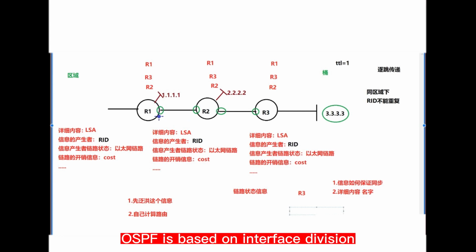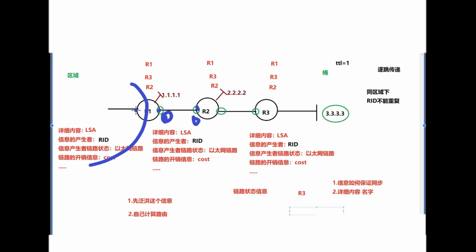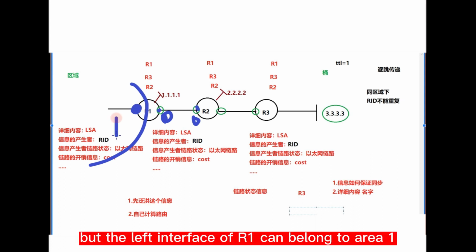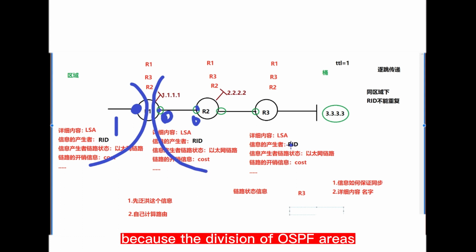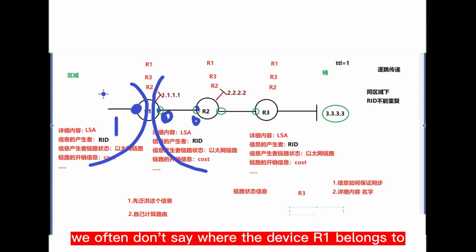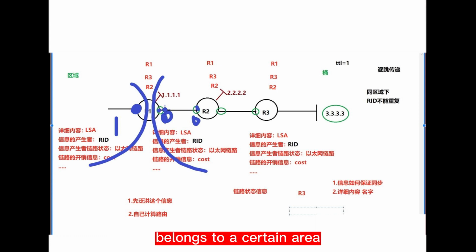OSPF is based on interface division. Assume this interface belongs to area 0. This interface also belongs to area 0. But the left interface of R1 can belong to area 1. It's okay, because the division of OSPF areas is based on interfaces. We often don't say where the device R1 belongs to, rather, it means that an interface on R1 belongs to a certain area.